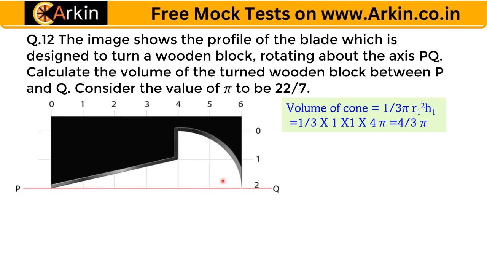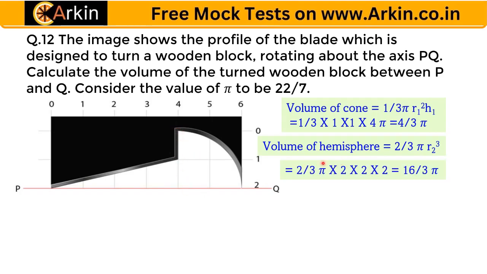So we know that the formula for volume of a cone is 1 by 3 pi r square h, and here the radius for this cone is 1, and the height will be 1, 2, 3, 4, so total height will be 4, so this will come to 4 by 3 pi. The volume of a hemisphere is 2 by 3 pi r cube, and here the radius is 2 units, so the volume of the hemisphere will come to 16 by 3 pi.